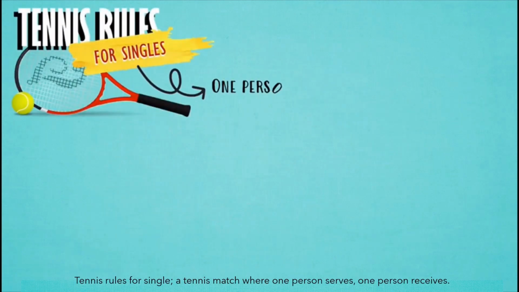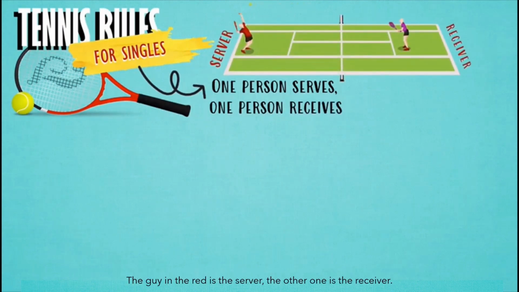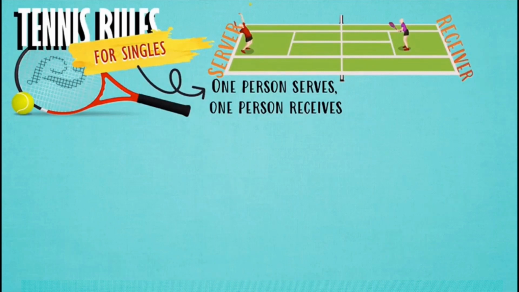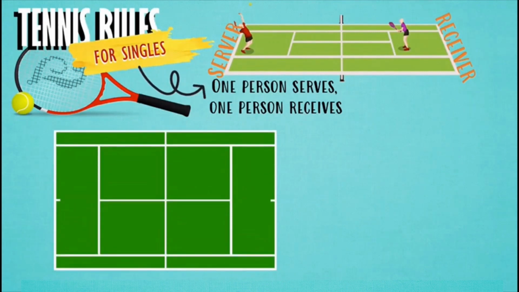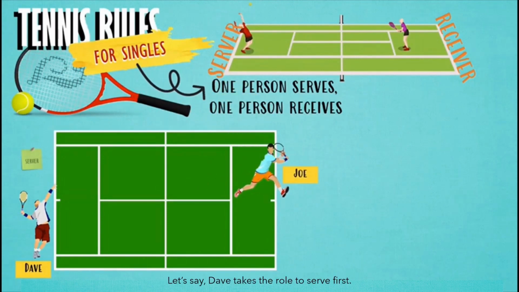Tennis rules for singles: a tennis match where one person serves, one person receives. The guy in the red is the server. The other one is the receiver. This is a tennis court, and the players for today's match are Dave and Joe. Let's say Dave takes the role to serve first.